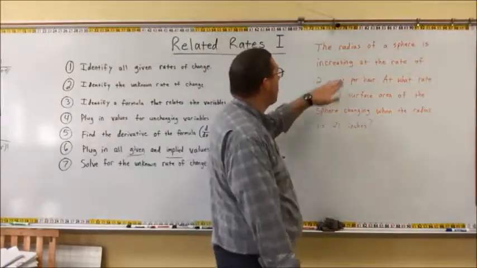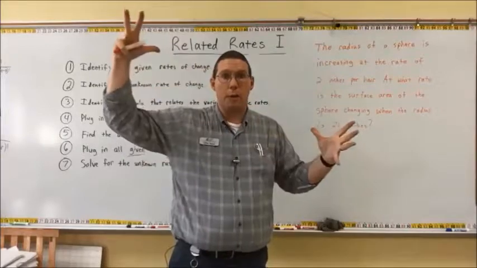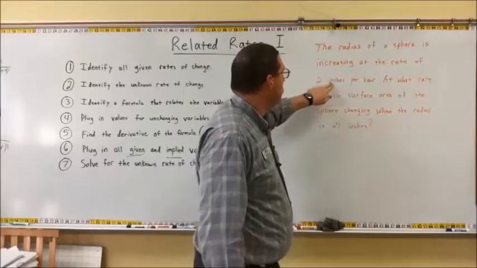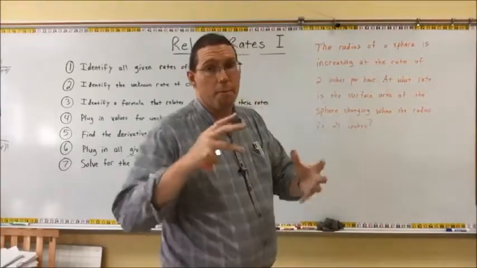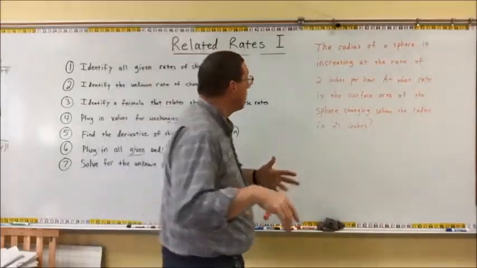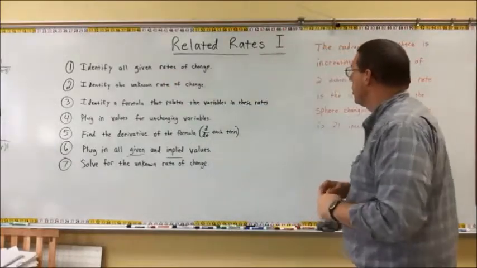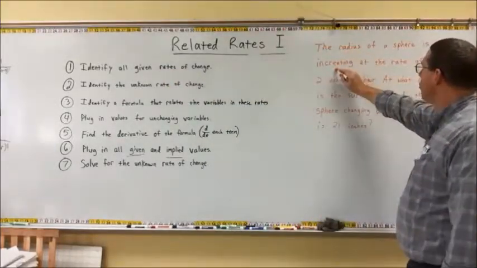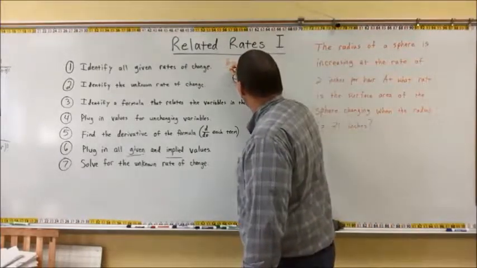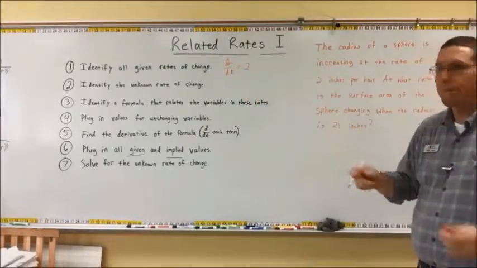The radius of a sphere is increasing. That means the sphere is getting larger. If the radius is getting larger, the ball is blowing up. The radius of a sphere is increasing at the rate of 2 inches per hour. So the ball is getting larger, a little bit slowly, but it's probably eventually going to pop maybe. 2 inches per hour. So that is a given rate of change. The radius increasing at 2 inches per hour. So that means that dr/dt is equal to positive 2, increasing at 2.